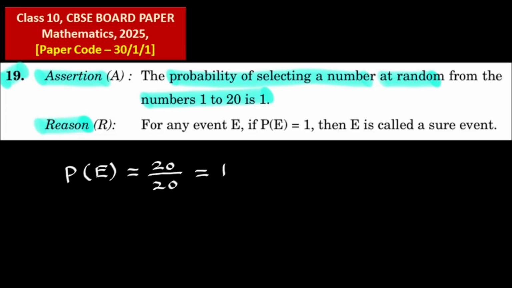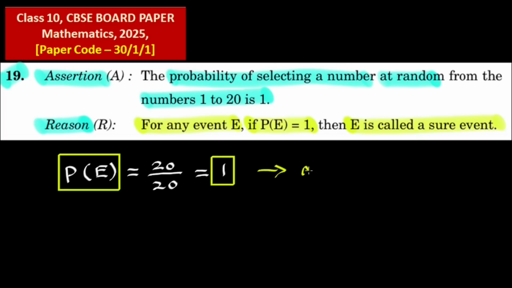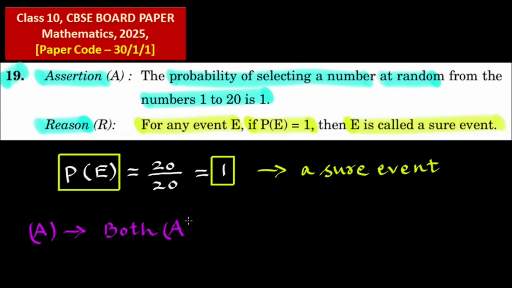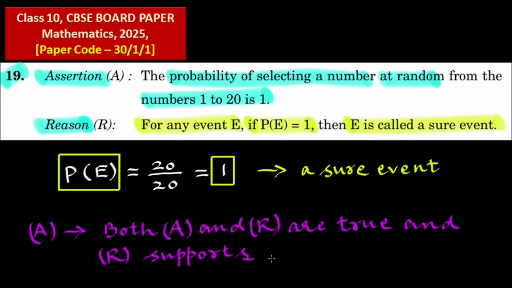Now in reason R, it is said that for any event E, if probability of event E, P of E is 1, then E is called a sure event. We know that when probability of event E is 1, it is called a sure event, which supports assertion A. Hence, the correct answer option is A, which says both A and R are true and R supports assertion A.